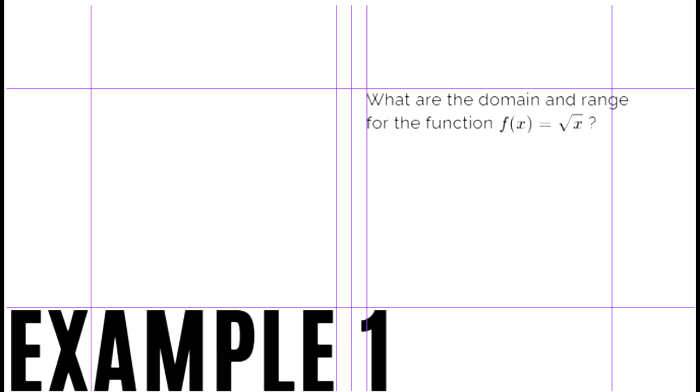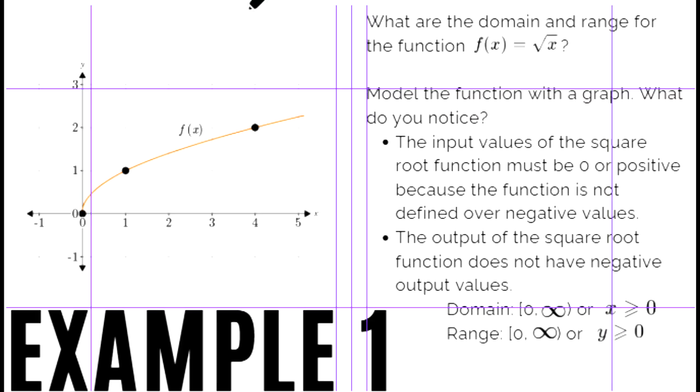Okay, the second half of the lesson. What are the domain and range for the function f of x equals the square root of x? We'll do this together. So this is what the model looks like. What do you notice? The input values of the square root function must be 0 or positive, because the function is not defined over negative values. It has an endpoint right here. It just stops. It doesn't go on over here. The output of the square root function does not have negative output values. So the domain is [0, infinity), or x is greater than or equal to 0, and the range is [0, infinity), or y is greater than or equal to 0. This is probably in that original table that you should have written down.